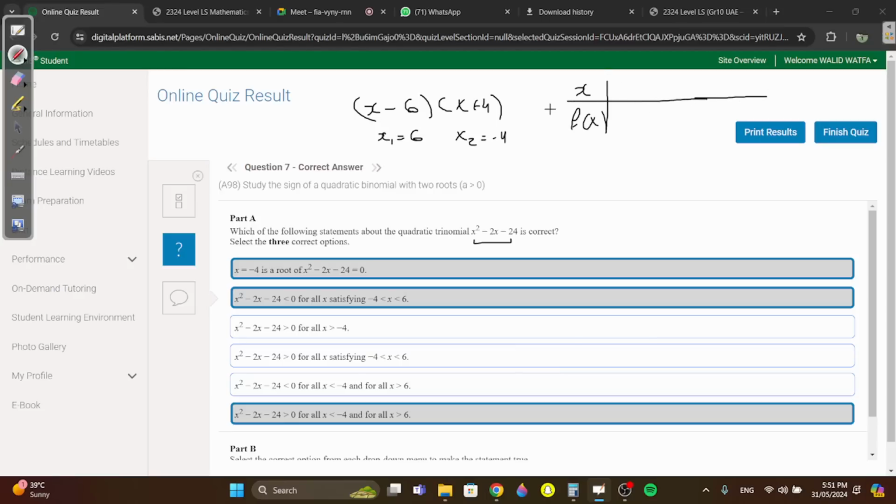X, f of x. Let's draw it. Okay. What are my two x's? Minus 4, 6. At minus 4 it's 0, at 6 it's 0. In between my roots it's going to be opposite to my quadratic. What's my quadratic? It's positive. So what's opposite of positive?